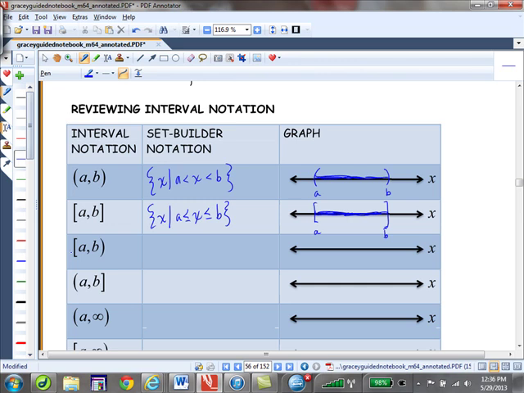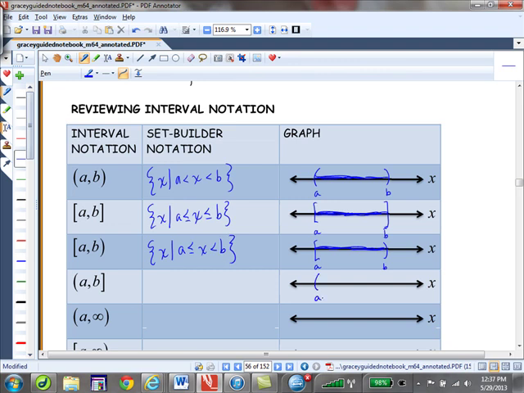Now, sometimes one of them is closed and one of them is open. So here's our A and our B. The A is included and the B is not. So in set builder, it'd be x such that, that line means such that, A is less than or equal to x, which is less than B.